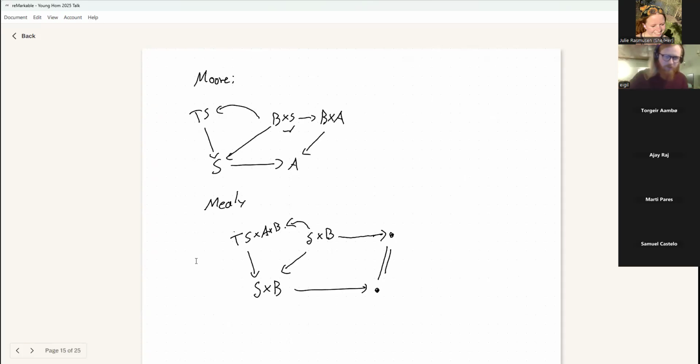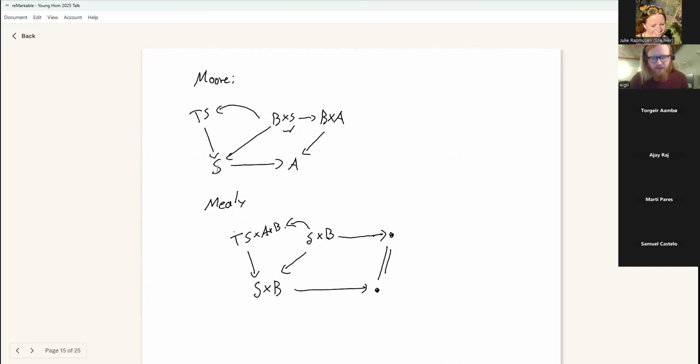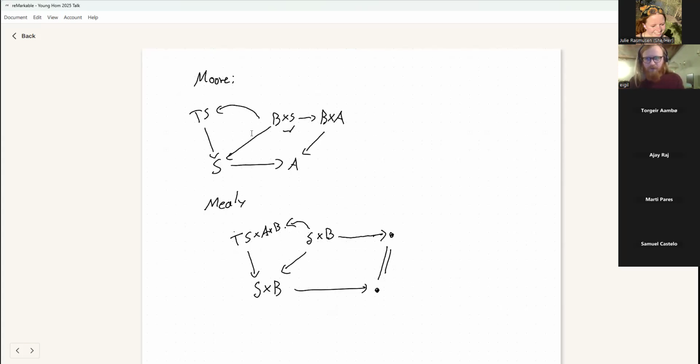So there's two different ones. The machines that we've been looking at so far are more like Moore machines, because we have a function here that gives the output just as a function of the state. And the input is fibered over the output in a way that makes it impossible for the output to depend on the input, because we can't even say what the possible inputs are before we produce the output. This is how our machines look so far.